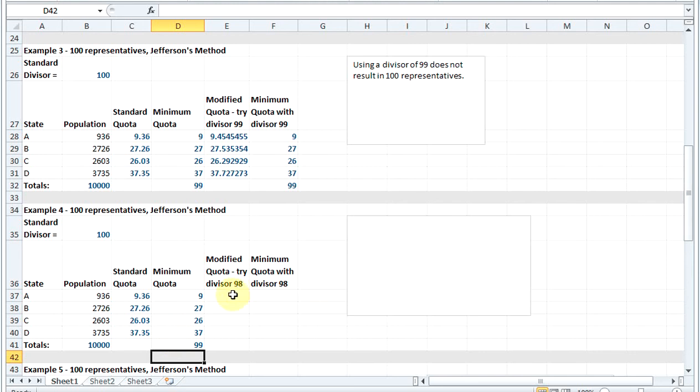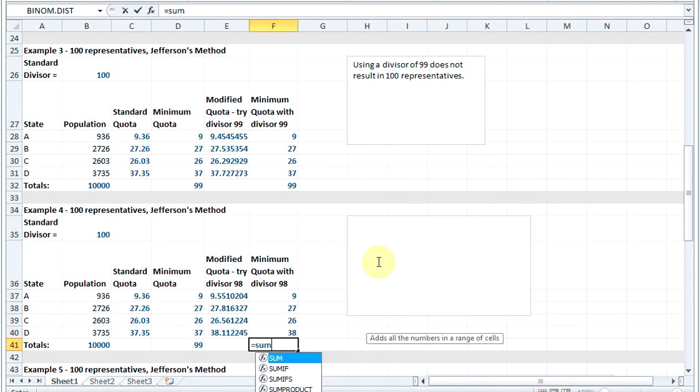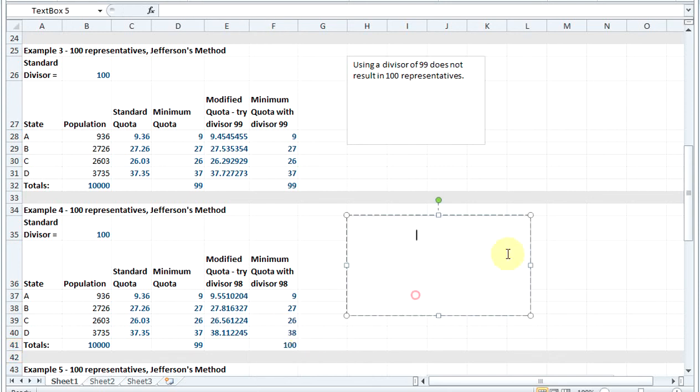So we tried earlier dividing by 99. That didn't work. Let's try dividing by 98. So I'm going to take my population and divide it by my new modified divisor. Remember, this is kind of a guess and check process. Pull it down, and then find these new minimum quotas. Now when I add them up, I get 100. So that's what we want.